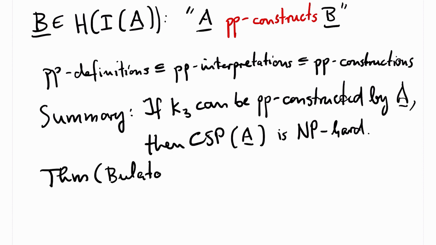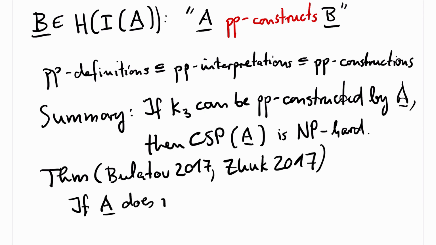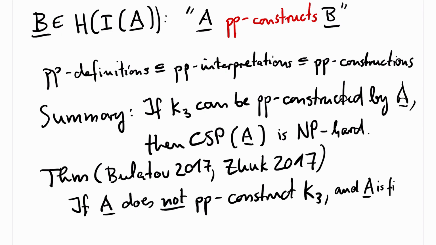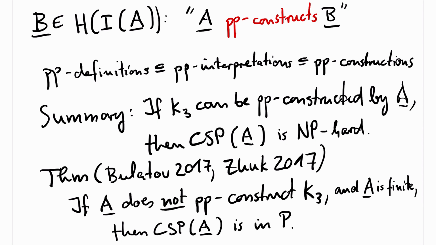In 2017, Andrei Bulatov and, independently, Zhuk proved that if this hardness condition does not apply, and A is a finite structure, then in fact CSP of A can be solved in polynomial time. Last time I was teaching this course, this was still a conjecture. In our course, we tried to cover as many basic concepts as possible that are involved in the proof of this fantastic result.